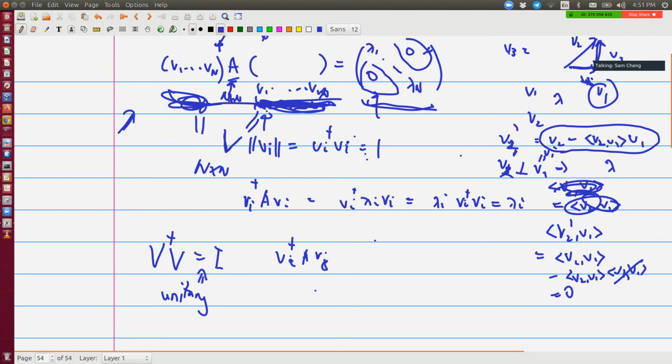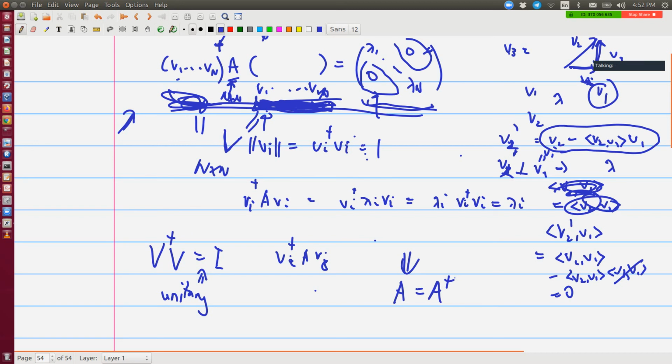And by the way, if you have something like this, the reverse is true as well. If I am able to find an eigenvector matrix V that satisfies V Hermitian times A times V equal to a diagonal matrix, then this also implies that A is Hermitian.